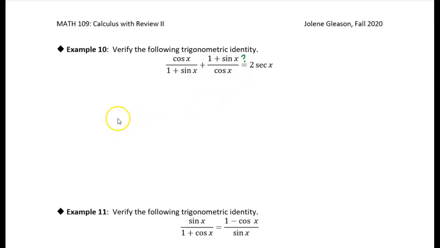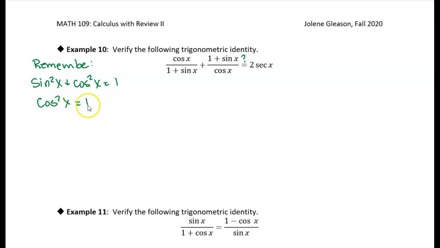So, like I said, these things take a little practice, because one of the things that you should always remember is the Pythagorean identity: sine squared of x plus cosine squared of x equals 1. So I'm just going to write a little reminder. This is just sort of a pro tip. I also know that I can rearrange this: cosine squared of x is equal to 1 minus sine squared of x.